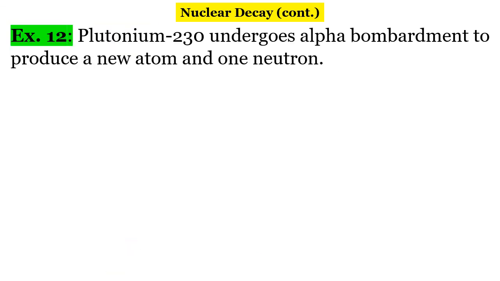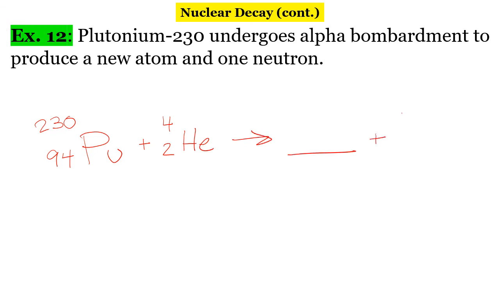Okay. Here's another example. Plutonium-230 undergoes alpha bombardment to produce a new atom and 1 neutron. Okay, so plutonium-230, Pu, 230. Plutonium is number 94 on the periodic table. Okay, it's undergoing alpha bombardment. So since it's alpha bombardment, it's going to be 4, 2 helium, producing a new atom plus a neutron. So a neutron is 1, 0, and then neutron.